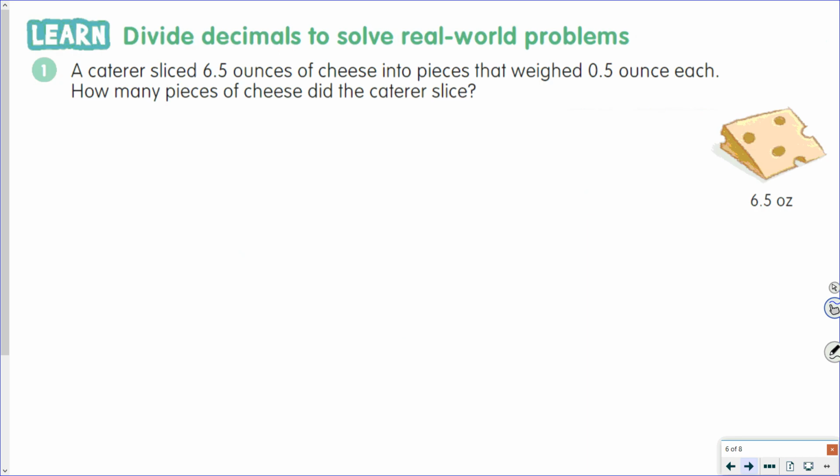A caterer sliced 6.5 ounces of cheese into pieces that weighed 0.5 ounces each. How many pieces of cheese did the caterer slice? Well, once again, we have an item that we're breaking down into smaller equal-sized pieces. That tells us that we need to divide. We start with the 6.5 ounces of cheese, and we're dividing that into the 0.5 ounce sizes.